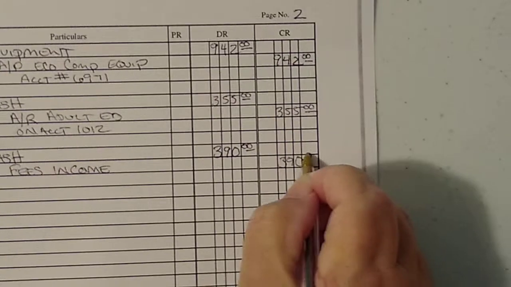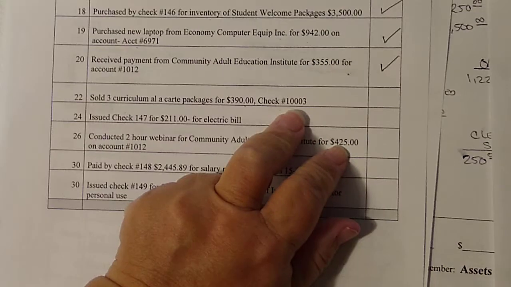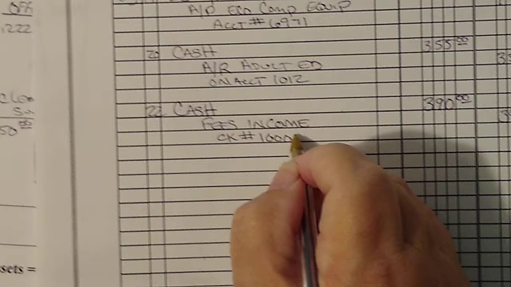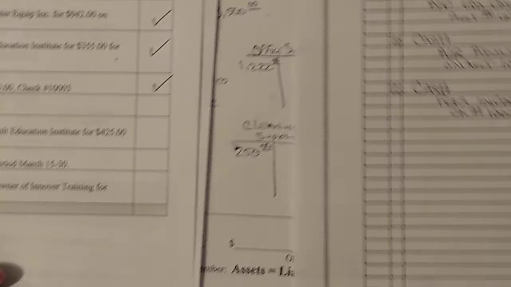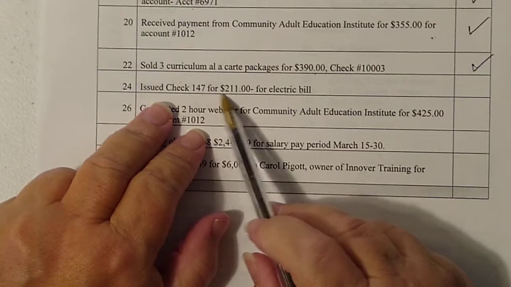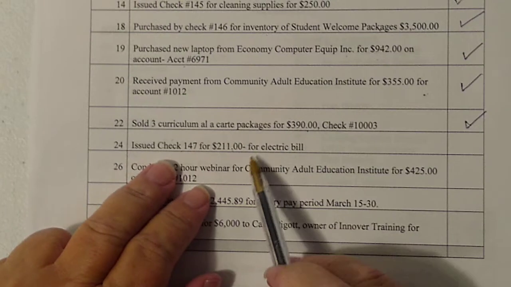$390. And did they write a check? Let's see. Yes. Check number 10003. All right, check that one off. Almost done. Issued a check 147 for $211 for electric bill.